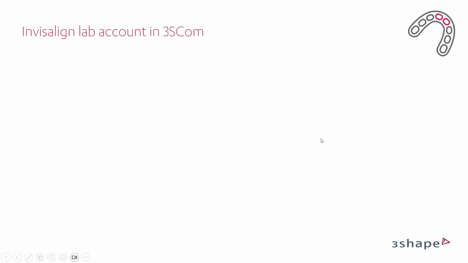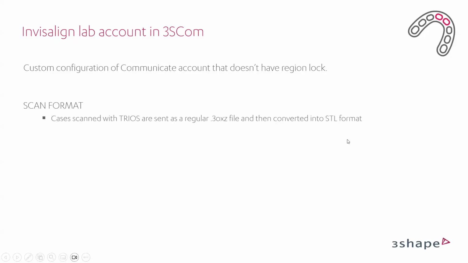What we can do, like the Invisalign Lab account in TreeShape.com, is a custom configuration of the Communicate account that doesn't have the original lock. Also, the scan format should be checked. Cases scanned with the Trios are sent as regular Trios XZ format, as we already know, and then they are converted into the STL format.